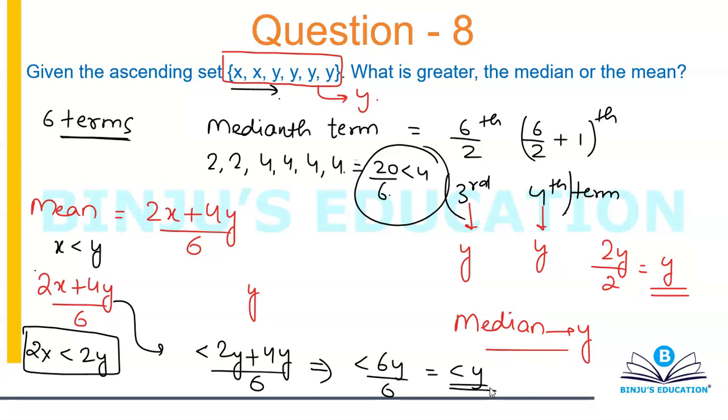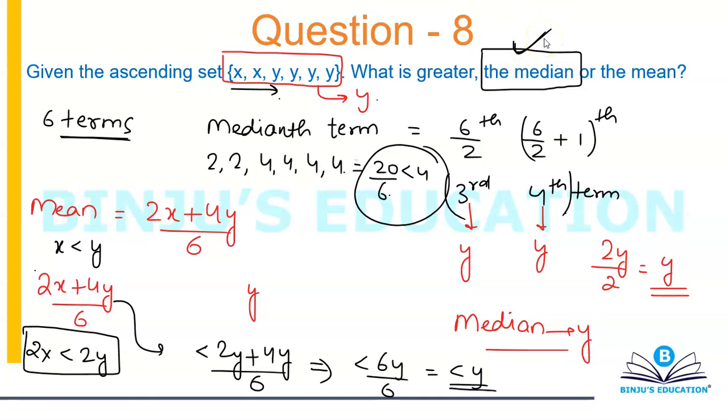My mean is 2x plus 4y divided by 6. I know that x is less than y because the terms are arranged in ascending order, which means 2x will be less than 2y. Hence my average will be less than 2y plus 4y divided by 6, which is less than 6y divided by 6, which is less than y. So my mean is less than y, my median is y. It can be anything less than y, depending upon the values of x and y, but it is less than y, that's for sure. So which of them is greater? The median is greater. That's your answer.